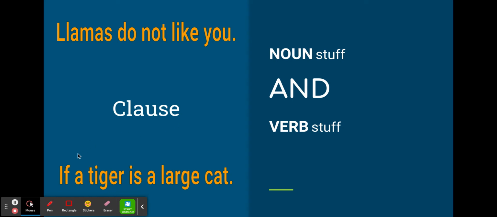So then another example would be, if a tiger is a large cat. There's a noun here, tiger, and there's a verb connected to it. This being verb, is. And I'm hoping that you're noticing something about those two clauses. One of them can stand by itself, and one of them feels like it's incomplete. It feels like it needs more. It has a subject and a verb down here in the bottom, but it still feels like it needs more. It's missing something. So let's investigate those two types of clauses.